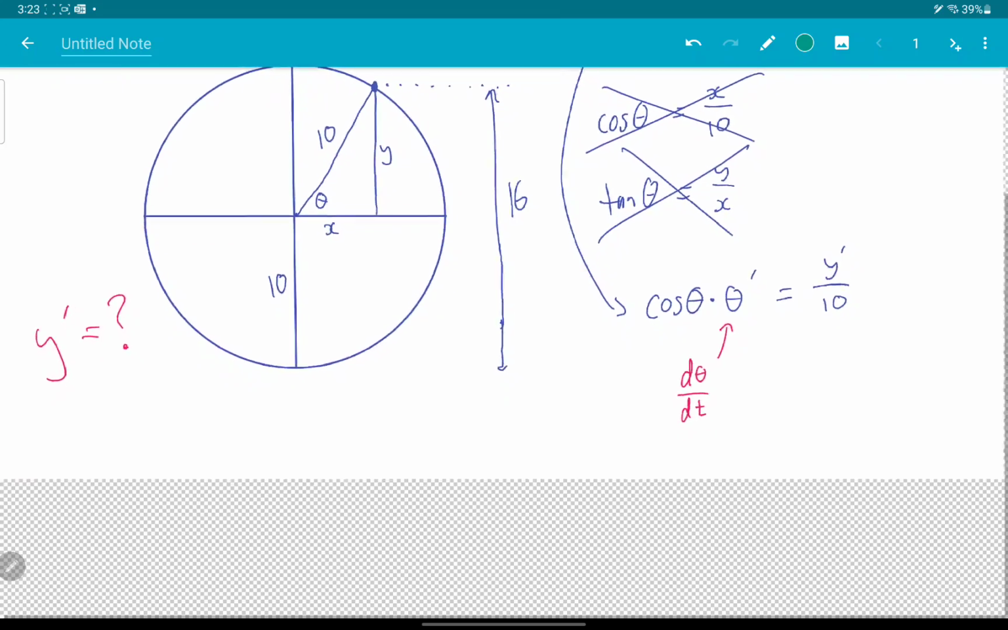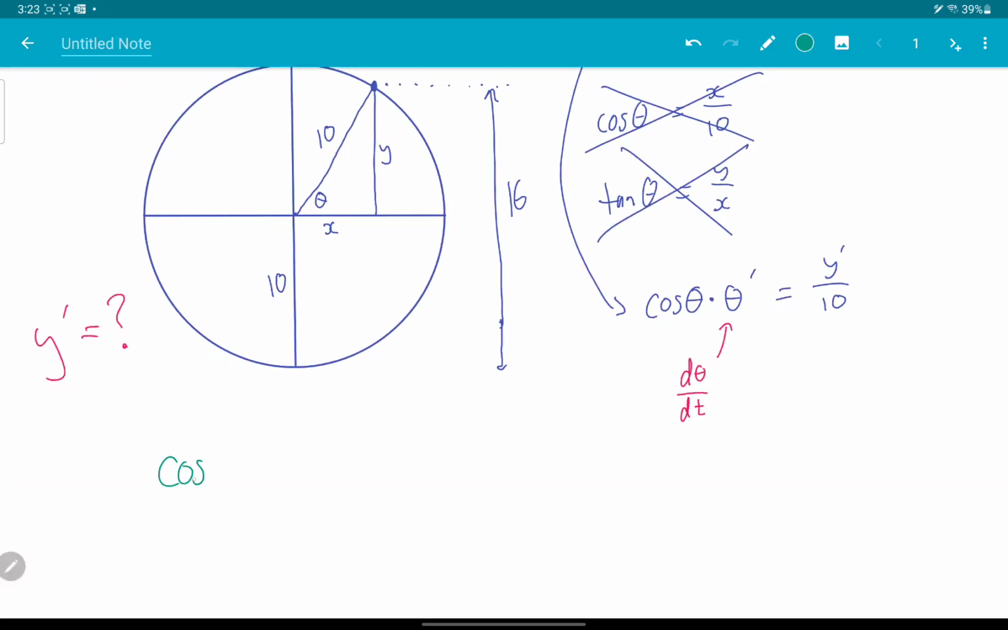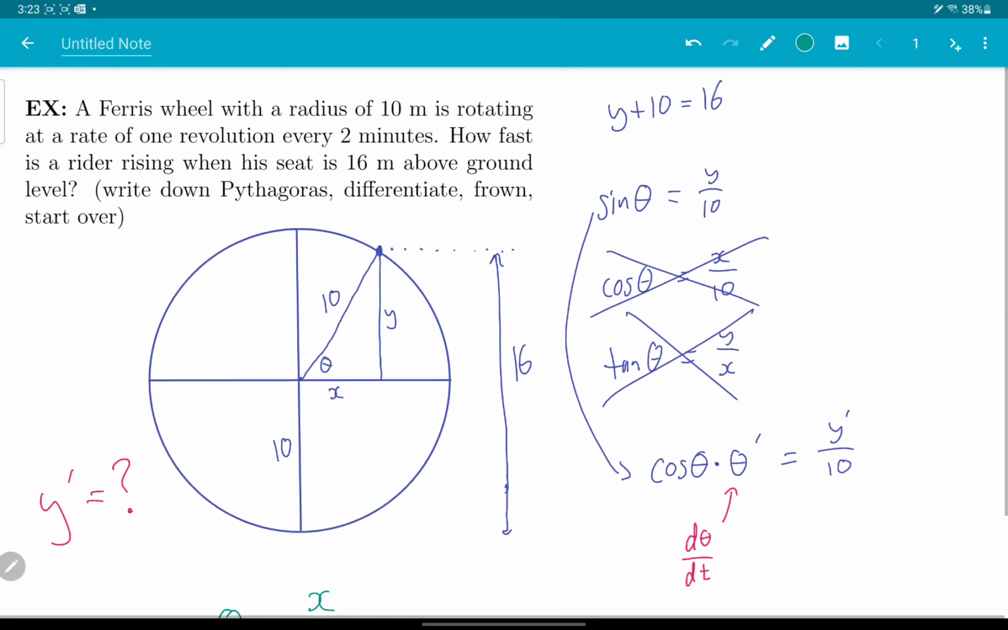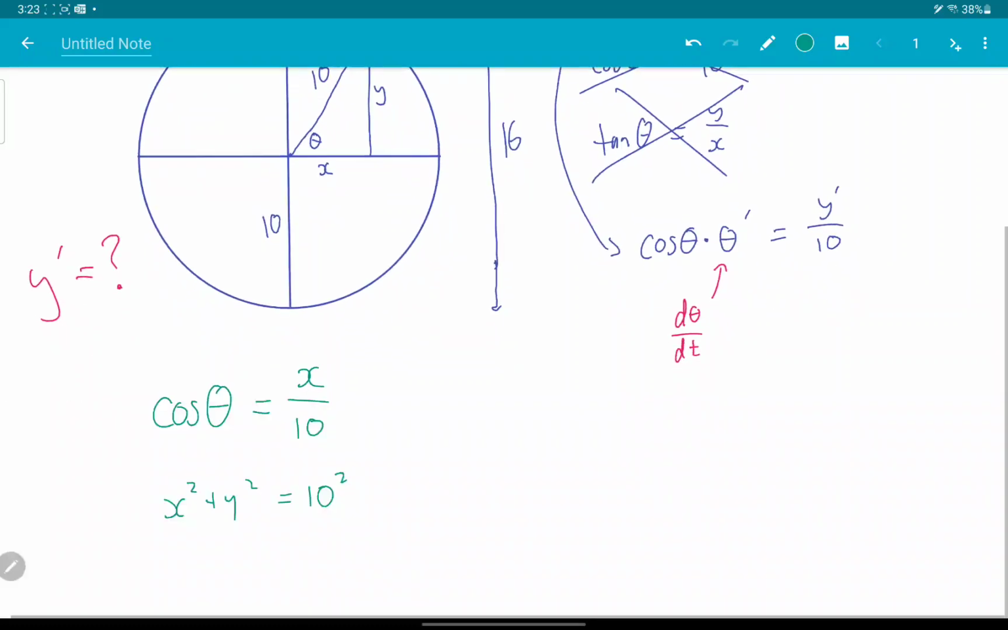So let's do that. Cos theta from the triangle is x over 10. So if I can find x, then I can find cos theta. What's x? I don't know. How can I find it? Pythagoras. I'll write down Pythagoras. x squared plus y squared is 10 squared. Am I given y? I believe I am. Remember this guy? So y is equal to 6, right? I'm given y is equal to 6.